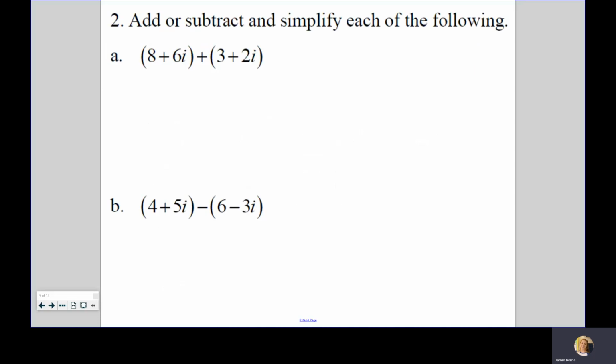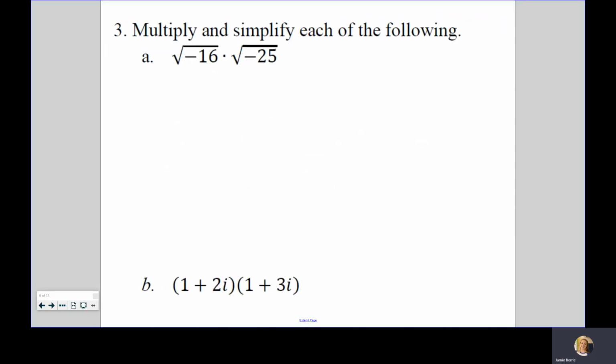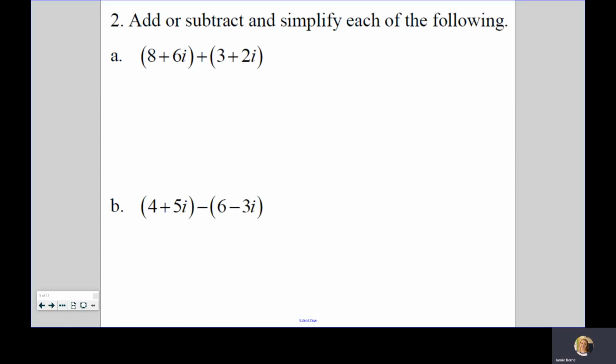This actually has 3 parts. It has part A, part B, and part C. Or no, I'm sorry, that's actually the next one. Sorry, just ignore that. We're going to start off by doing some addition and subtraction. The directions say add or subtract and simplify each of the following. Addition is the easiest. We don't need these parentheses here. We can go ahead and just get rid of them. Whoops, I pressed the button on the side of my pen. All right, so get rid of the parentheses.